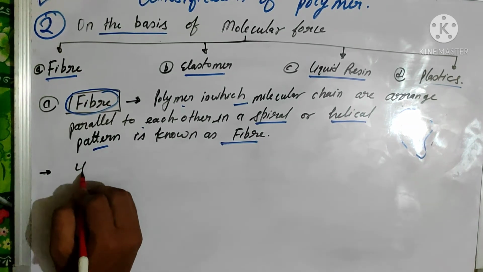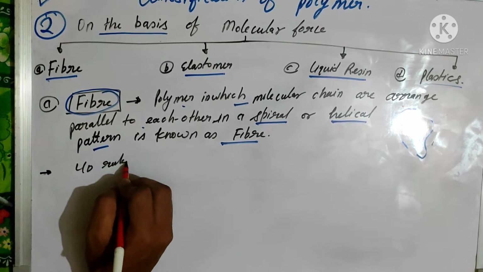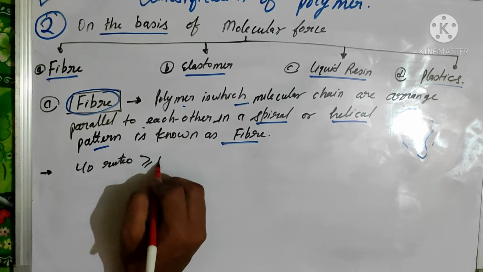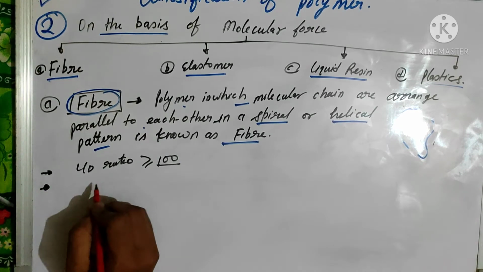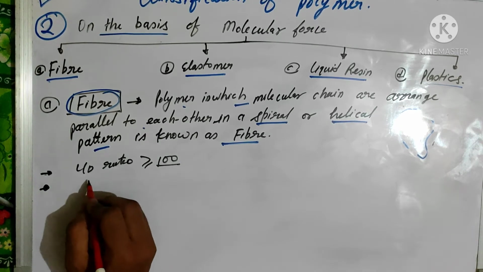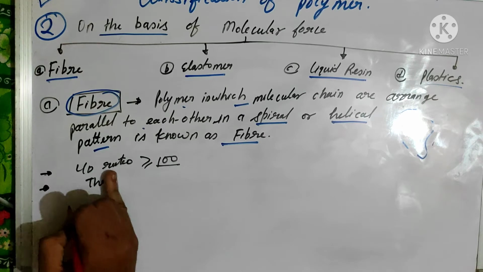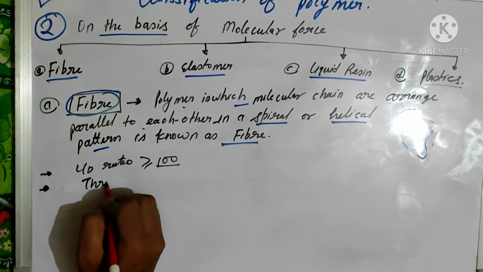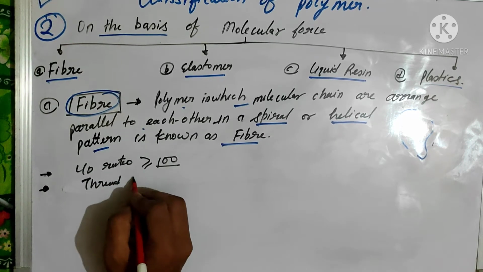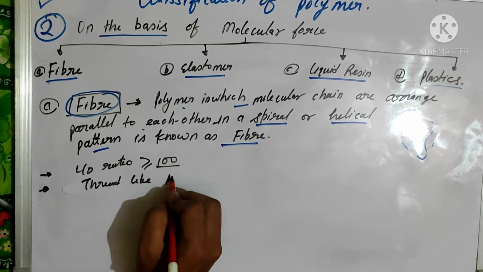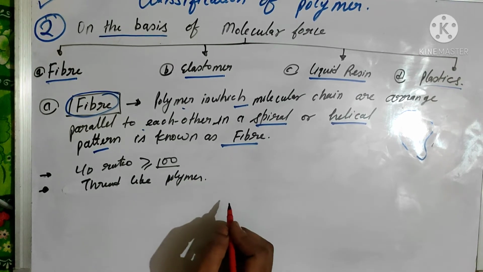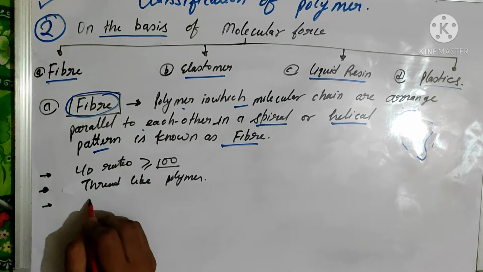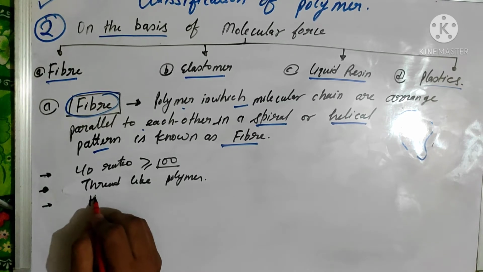In fiber, the L by D ratio is greater than or equal to 100. Second point, this polymer looks like a thread. Thread-like polymer. Their mechanical property is high.